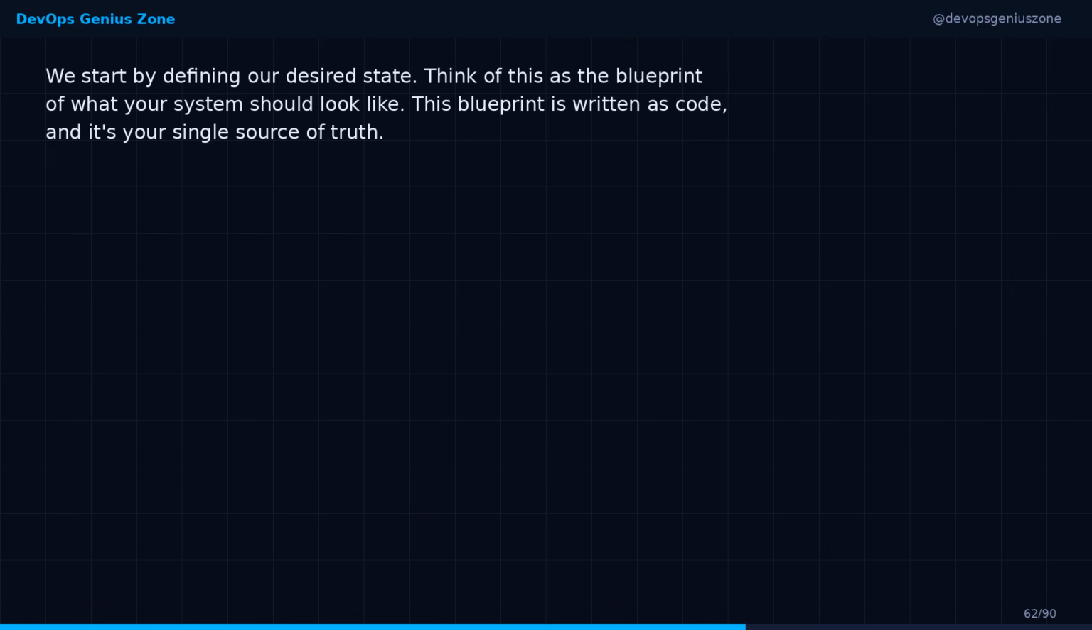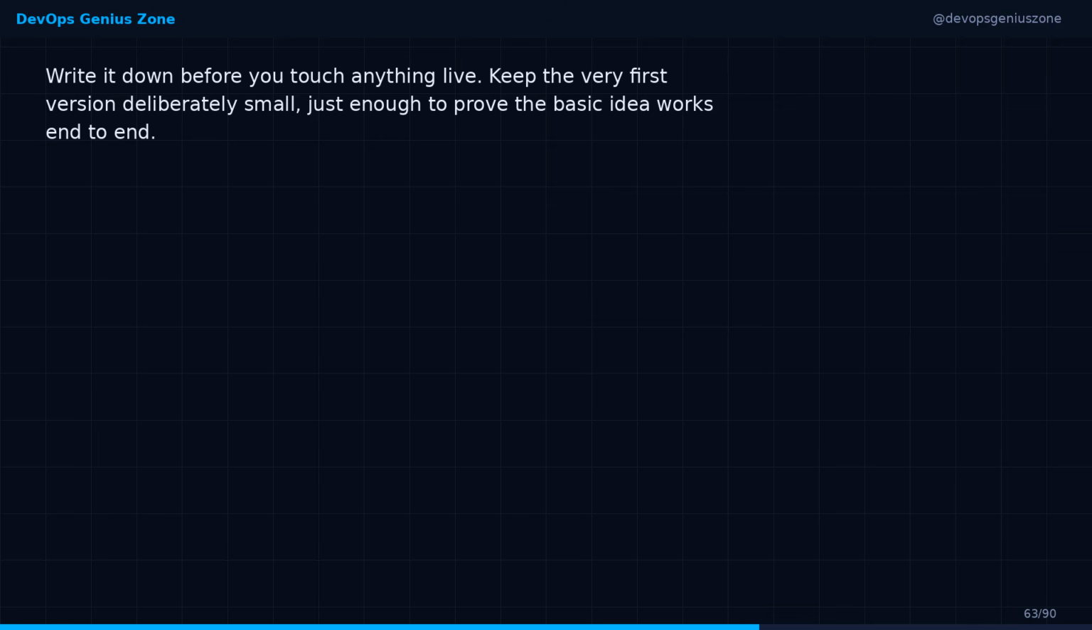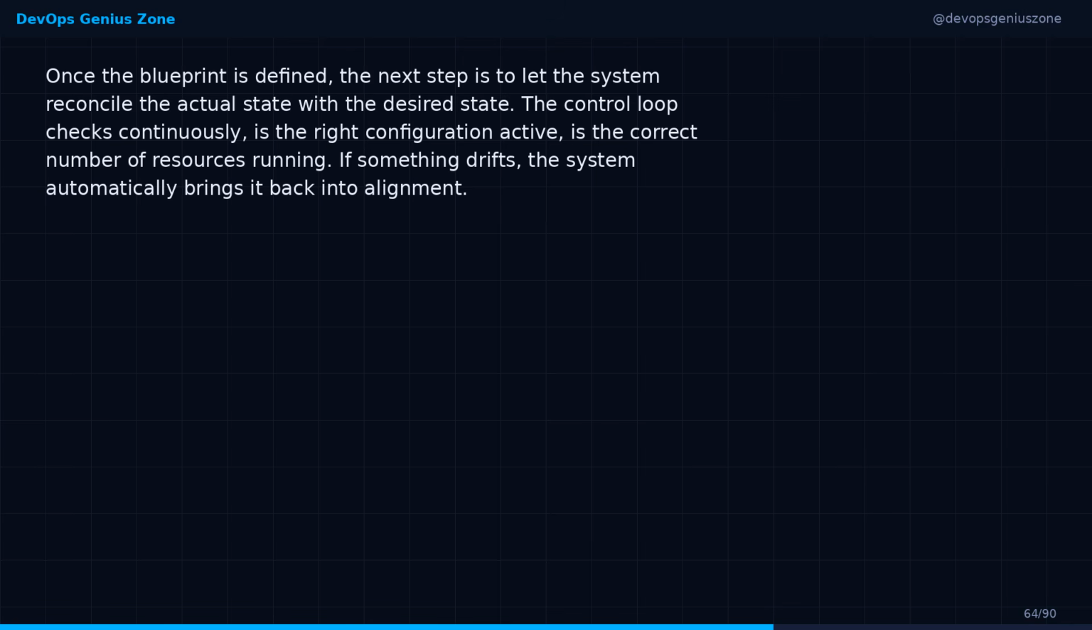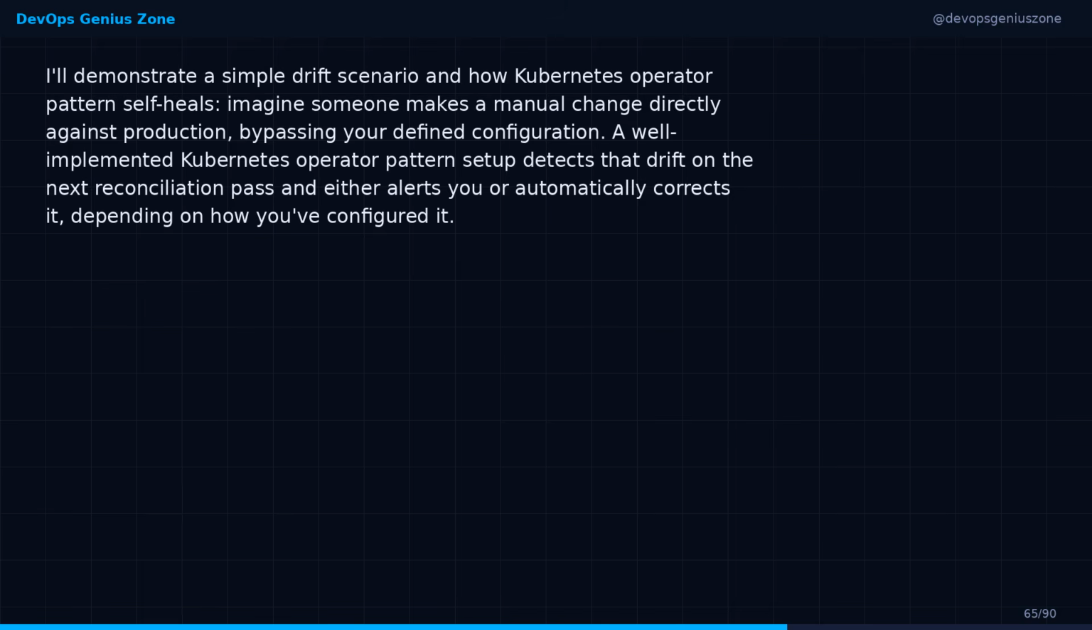Once the blueprint is defined, the next step is to let the system reconcile the actual state with the desired state. The control loop checks continuously: is the right configuration active, is the correct number of resources running. If something drifts, the system automatically brings it back into alignment. I'll demonstrate a simple drift scenario and how Kubernetes Operator Pattern self-heals. Imagine someone makes a manual change directly against production, bypassing your defined configuration. A well-implemented Kubernetes Operator Pattern setup detects the drift on the next reconciliation pass and either alerts you or automatically corrects it, depending on how you've configured it.